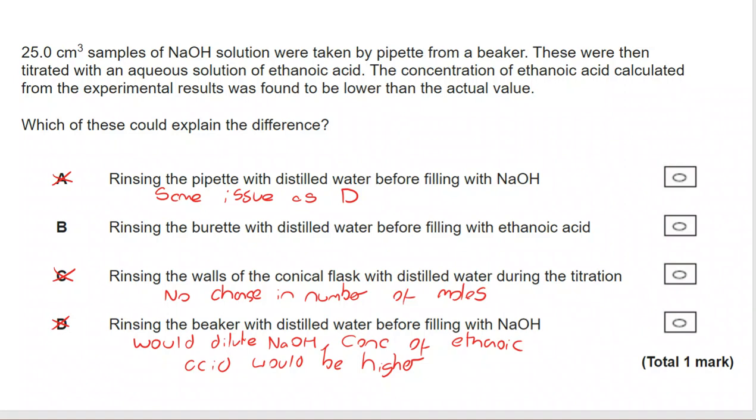But it leaves us with B. If I rinse the burette with distilled water and then I add ethanoic acid, I've already got some water in there, so that dilutes the ethanoic acid, which increases the volume that we would need, which would make it a lower concentration. So the correct answer is B.